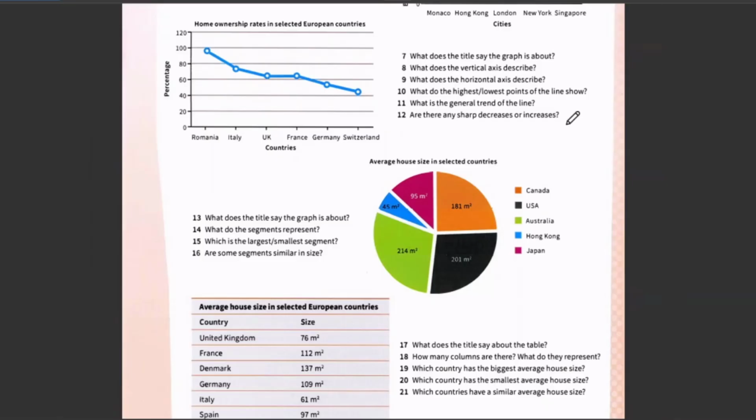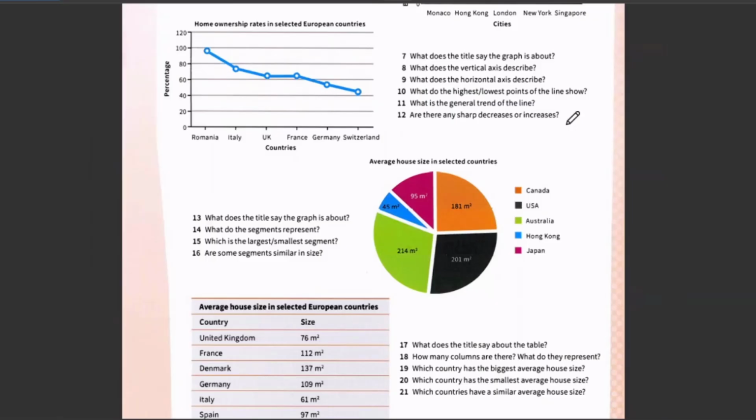Okay, number 11. What is the general trend of the line? From the line chart, we can see that Romania has the largest percentage of home ownership. Then it decreases to UK, and UK and France have a similar percentage of home ownership. Again, from France to Switzerland, it significantly decreases to 40 percent. So the line gradually decreases from Romania to Switzerland. Very good, that is a good description.